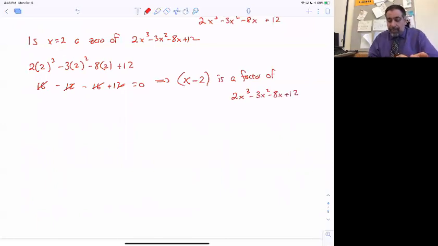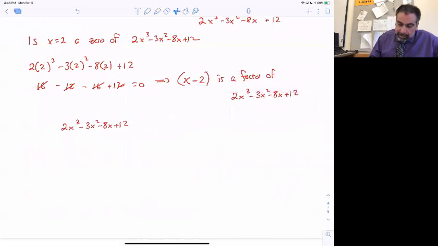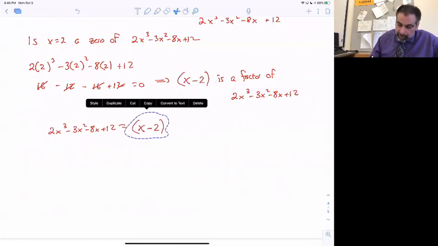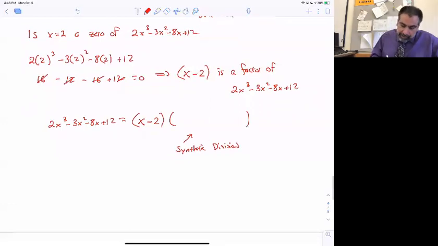So now that I know it's a factor, basically what I'm saying is this expression will equal this expression times another factor. And the way I'm going to find this is I'm going to use synthetic division again. So I'm going to set it up right here. So let's use synthetic division on this one.